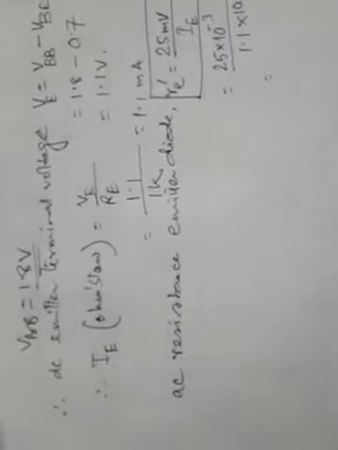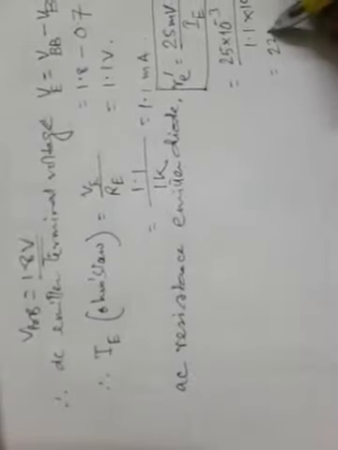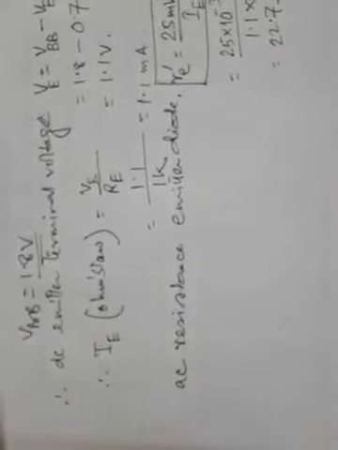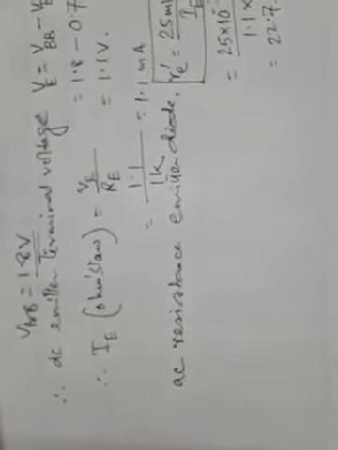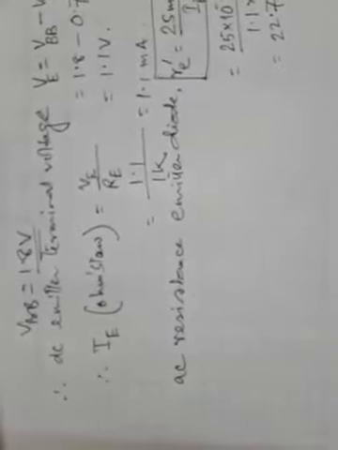So this is 25 into 10 to the power minus 3 divided by 1.1 into 10 to the power minus 3, since IE is 1.1 milliampere. So this should come out as 25 millivolt by 1.1 milliampere, 22.7 ohm it should come. So this is the value of the AC resistance of the emitter diode.